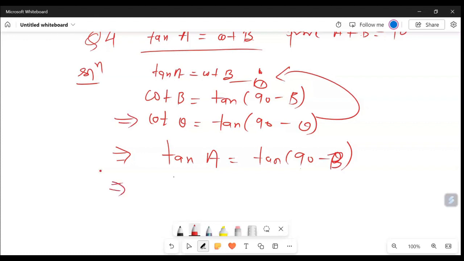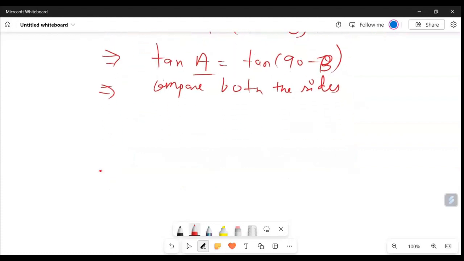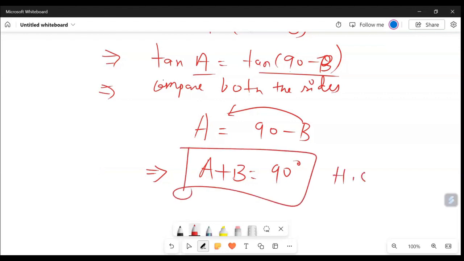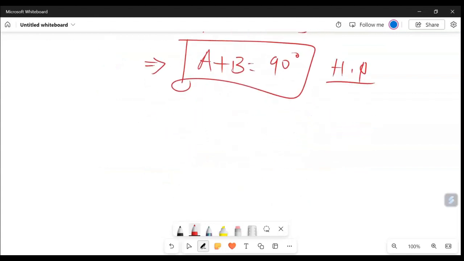So we can compare both the sides, and what we will get, we will get that A is equal to nothing but 90 minus B. This B comes on the left hand side. A plus B is equal to 90 degree. That we need to prove. Hence proved. This is your question number 4. Very easy question, similar to question number 3.